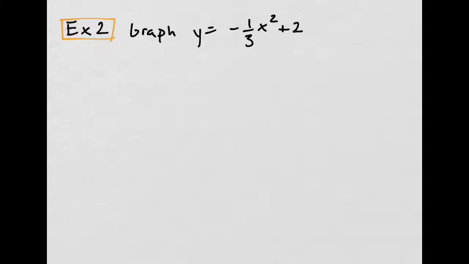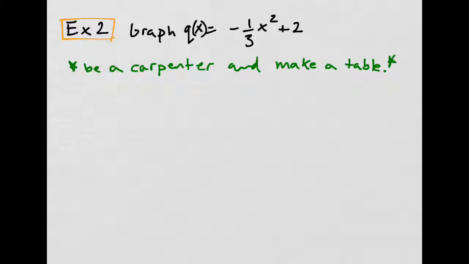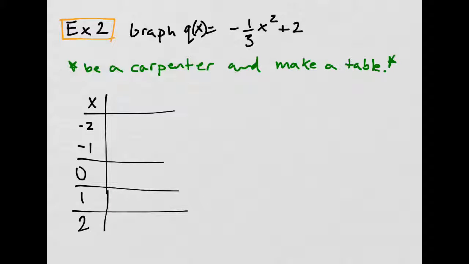So it says graph y equals, well, maybe I'll change it. I'll change it. That means the same thing. Graph q of x equals negative 1 over 3 x squared plus 2. So again, make a table. So what we're going to do is have x, yeah, I'll put negative 2, negative 1, 0, 1, and 2. Put that in my table for the x's. In the y's, well, I'll just do what this is. I'll do what that says there.